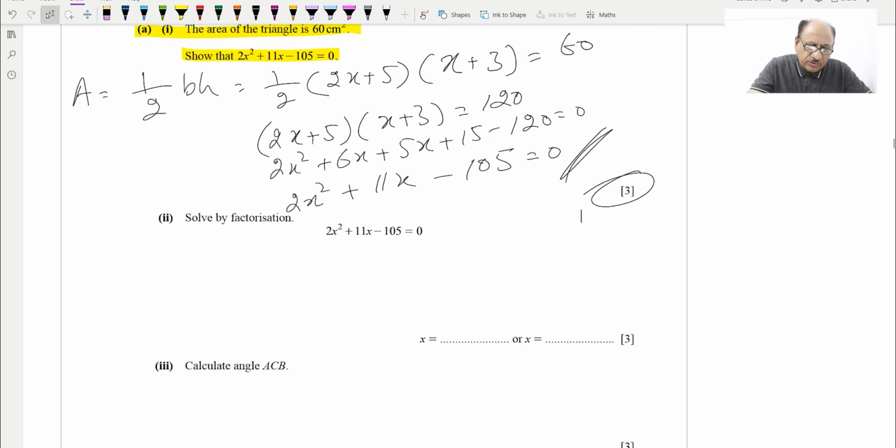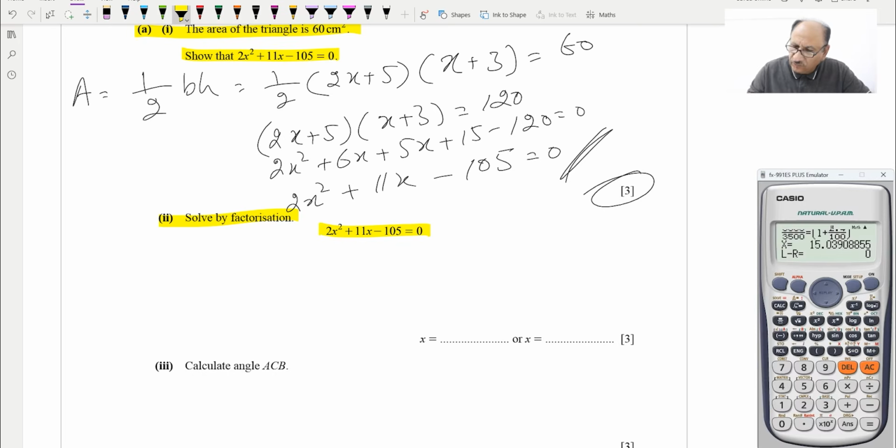Hopefully you understand this. Now the next part, they are saying solve by factorization. This equation we need to solve, so we need to check the factors. We can check with the help of the calculator also. This will be mode 53, and we will take the coefficient of x square as 2, the coefficient of x as 11, and minus 105 is the constant value.